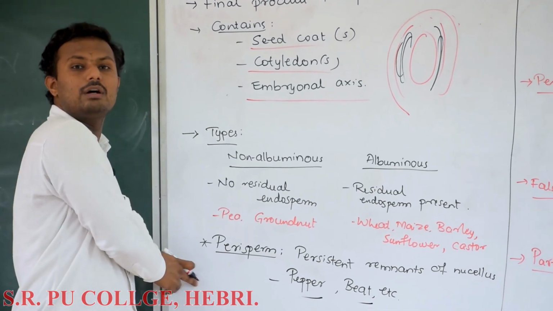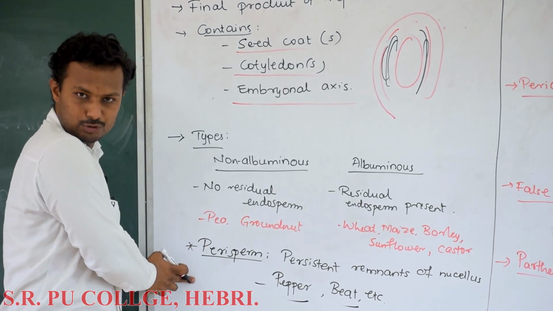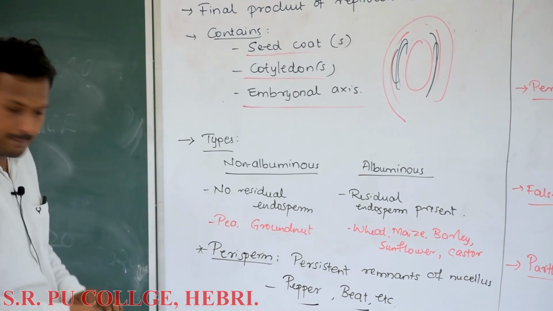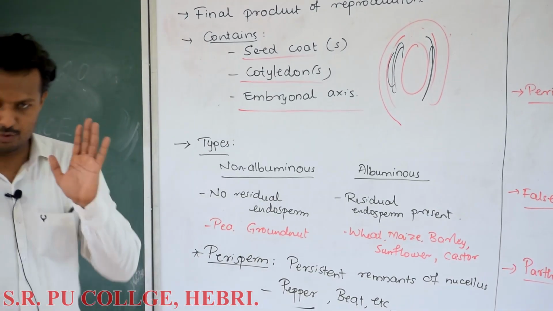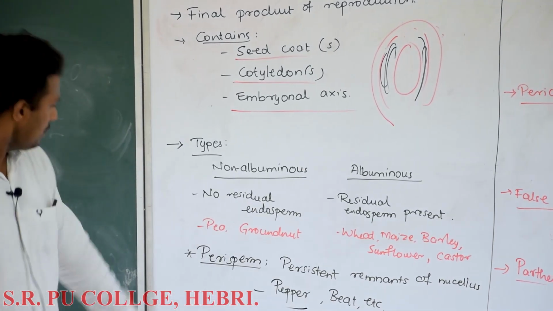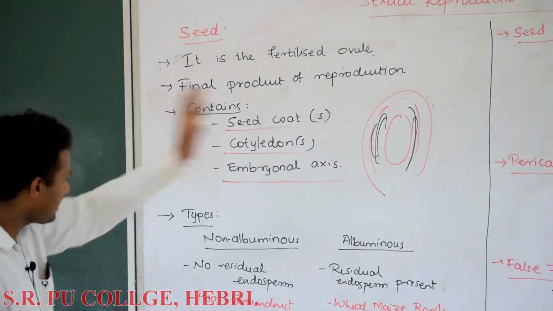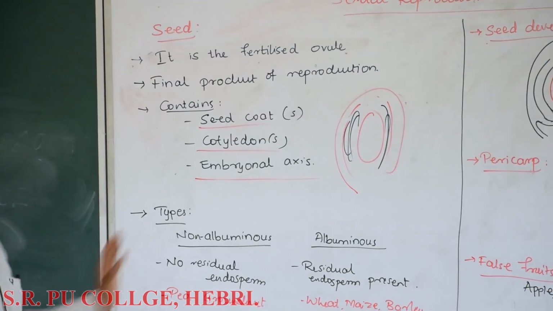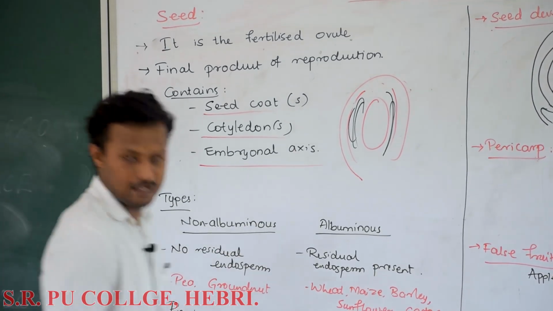This can be a very important 1 mark question. It can be a very important CET or NEET question also. I repeat, perisperm is the persistent remnant of nucellus, in some seeds such as pepper, beet, etc. So I hope this is clear. So this is regarding the seed, the development of the seed, different parts of the seed, types of seeds such as albuminous and non-albuminous, and also regarding the perisperm.